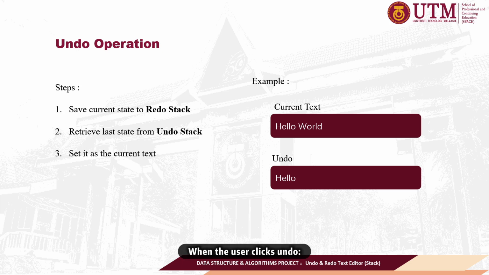And then next is the undo operation. When the user clicks undo, first the current text is saved into the redo stack, then the system retrieves the last text from the undo stack. Finally, it sets it as the current text. Example, hello world becomes hello.